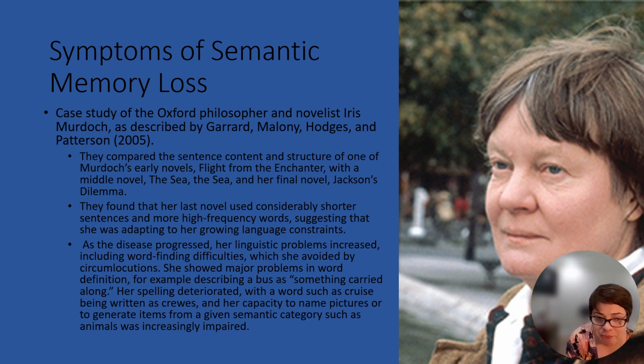being written as C-R-E-W-E-S. And her capacity to generate items from a given semantic category, such as animals, was increasingly impaired, right? So an example of a semantic impairment would be, tell me the names of all the animals you can think of, or all the vegetables you can think of, and that becomes increasingly difficult as semantic memory is disrupted.